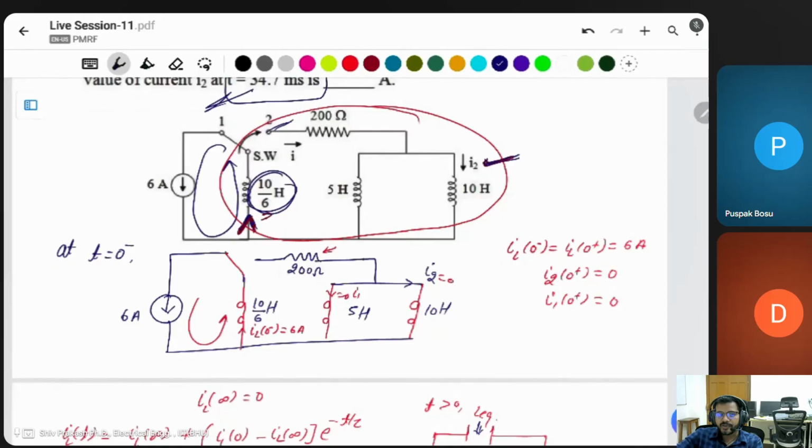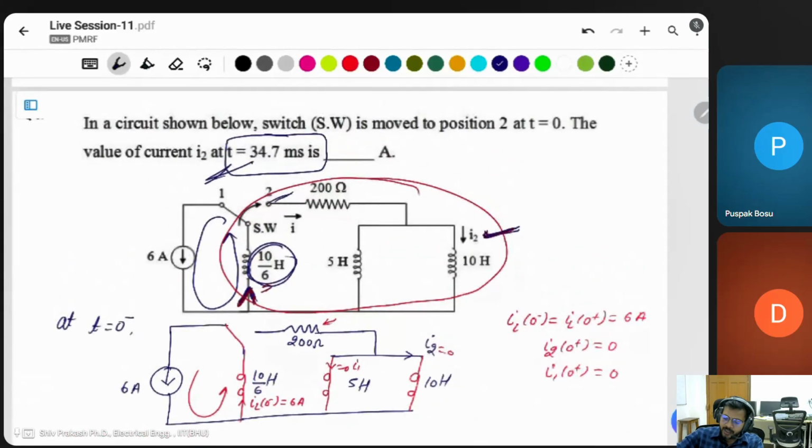Then you have to find this current equation, the initial current. If you look at the circuit here, the initial current is simply 6 ampere. Total current is flowing through it, because this is a dead circuit, no current is flowing through it in this case because of no source. All current is 6 ampere.